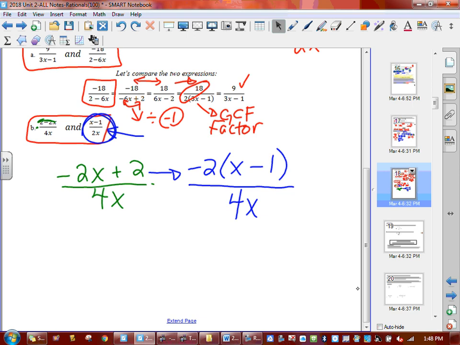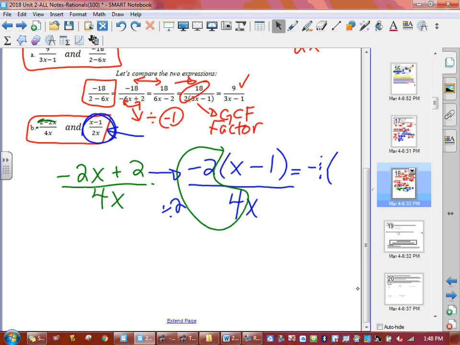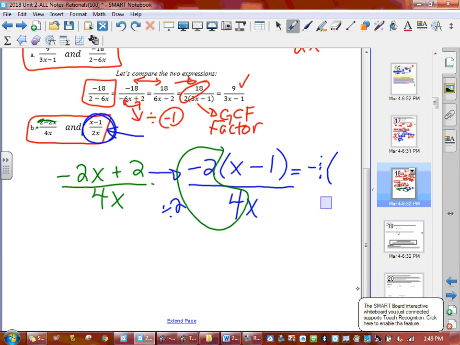But when I do that, does that get rid of my negative? No, it doesn't. So I'm going to reduce everything by 2 right now. That's going to give me a negative hidden 1 in front of my x minus 1, and on the bottom, I'll end up with a 2x. So, did I end up with an answer that looks like what we're comparing to? It's really close, but is it identical in every way? No. They are not equivalent expressions.